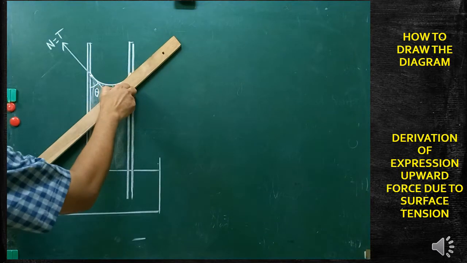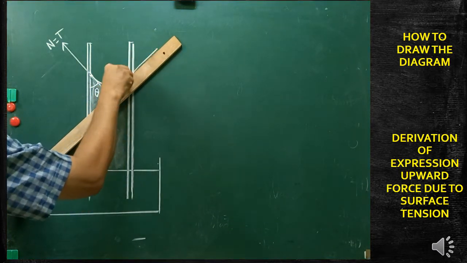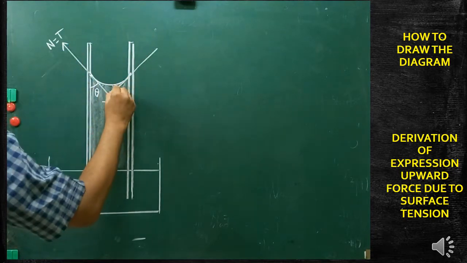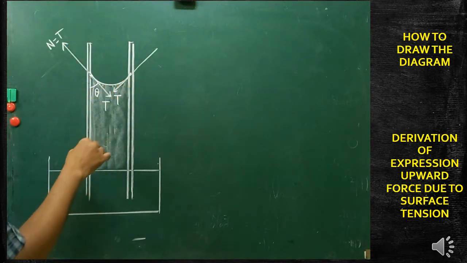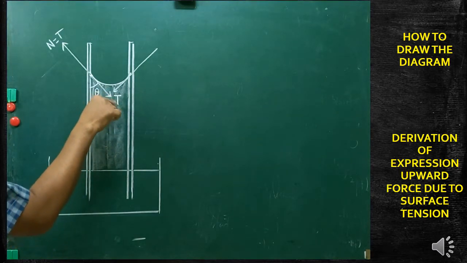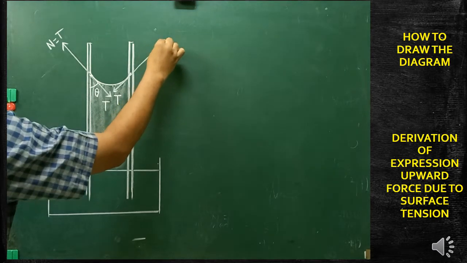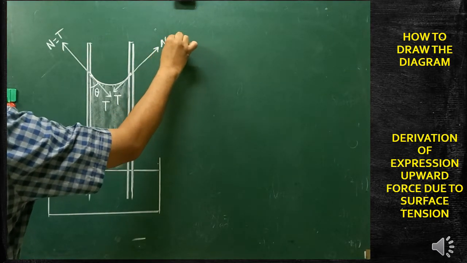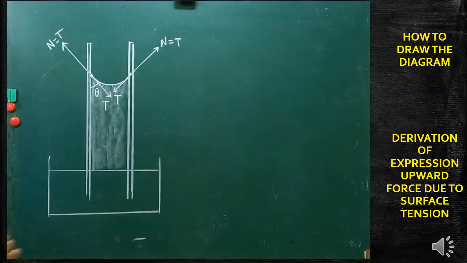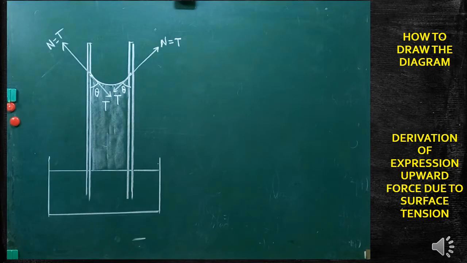Here also we can draw another tangent. After drawing the tangent, this is the direction through which the force due to surface tension is acting. Force due to surface tension is simply mentioned as T, and this is the direction through which the normal reactional force is acting, that is equal to what? The force due to surface tension. There also you can get the angle called theta.